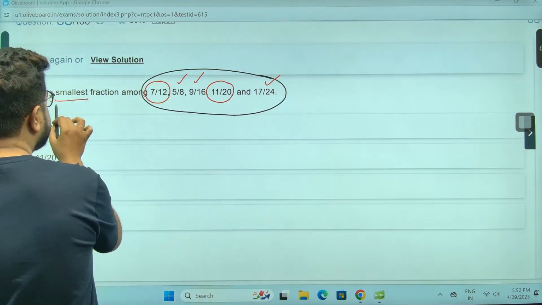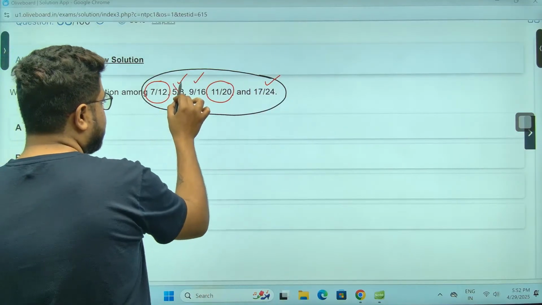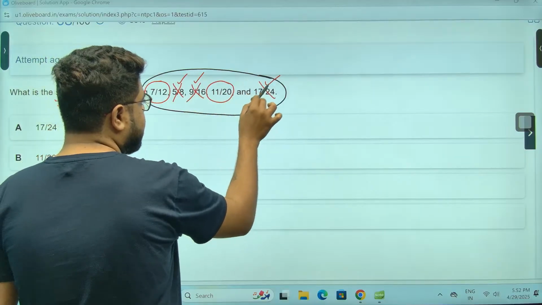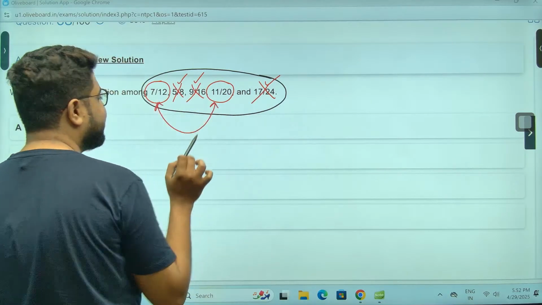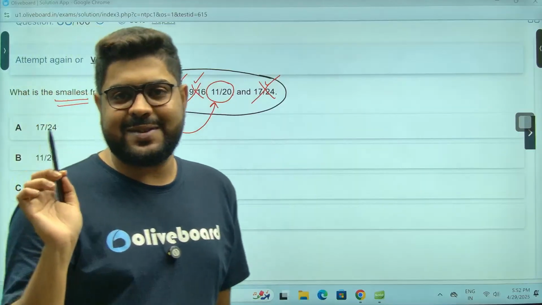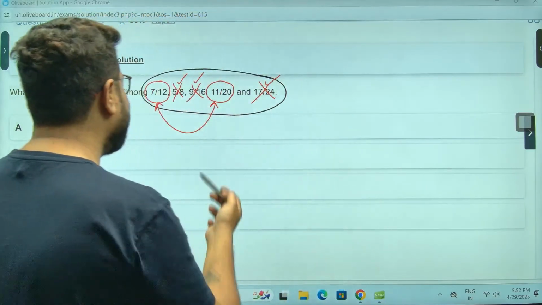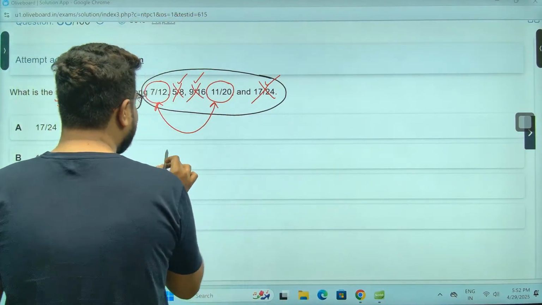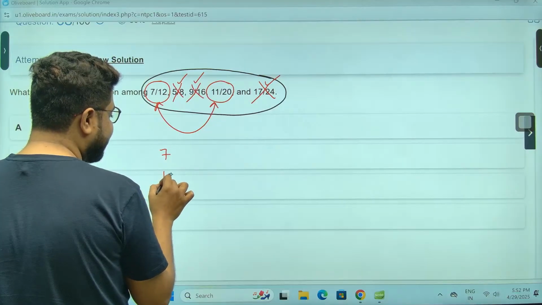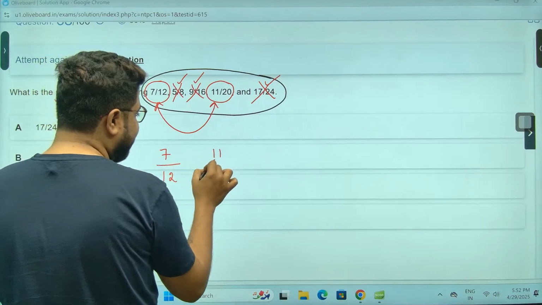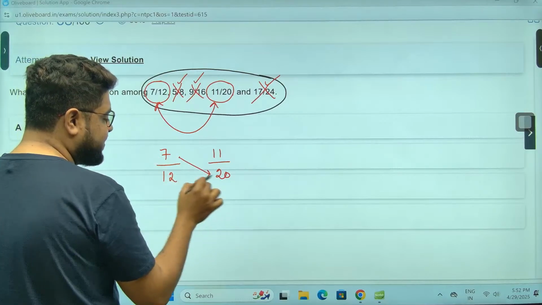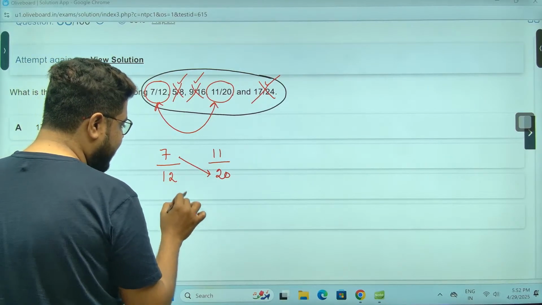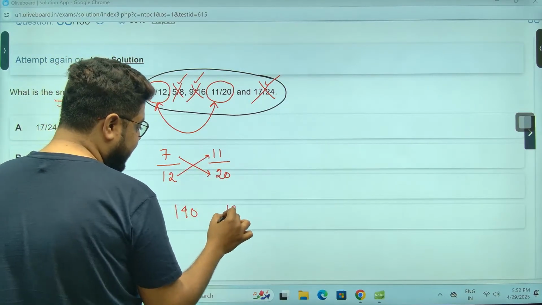I need smallest. So this cannot be the answer. This cannot be the answer. This cannot be the answer. This is that Batman versus Superman battle. Whoever wins is the winner. Whoever is smaller, that is my answer. So ये दोनों को will only compare, sir. We will only compare these two, sir. And I have shown you one very good technique, cross multiply, sir. 140 cross multiply, sir. 132.